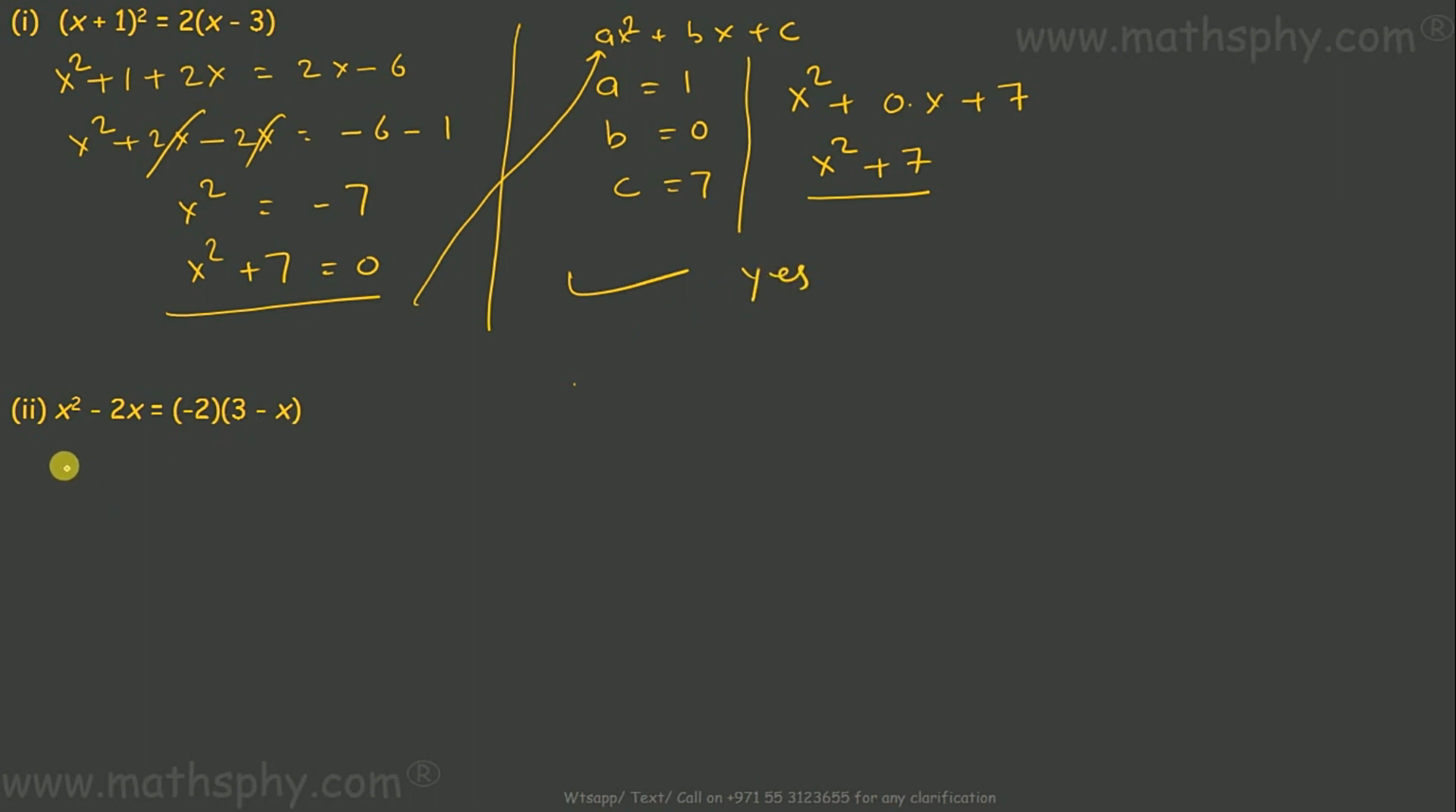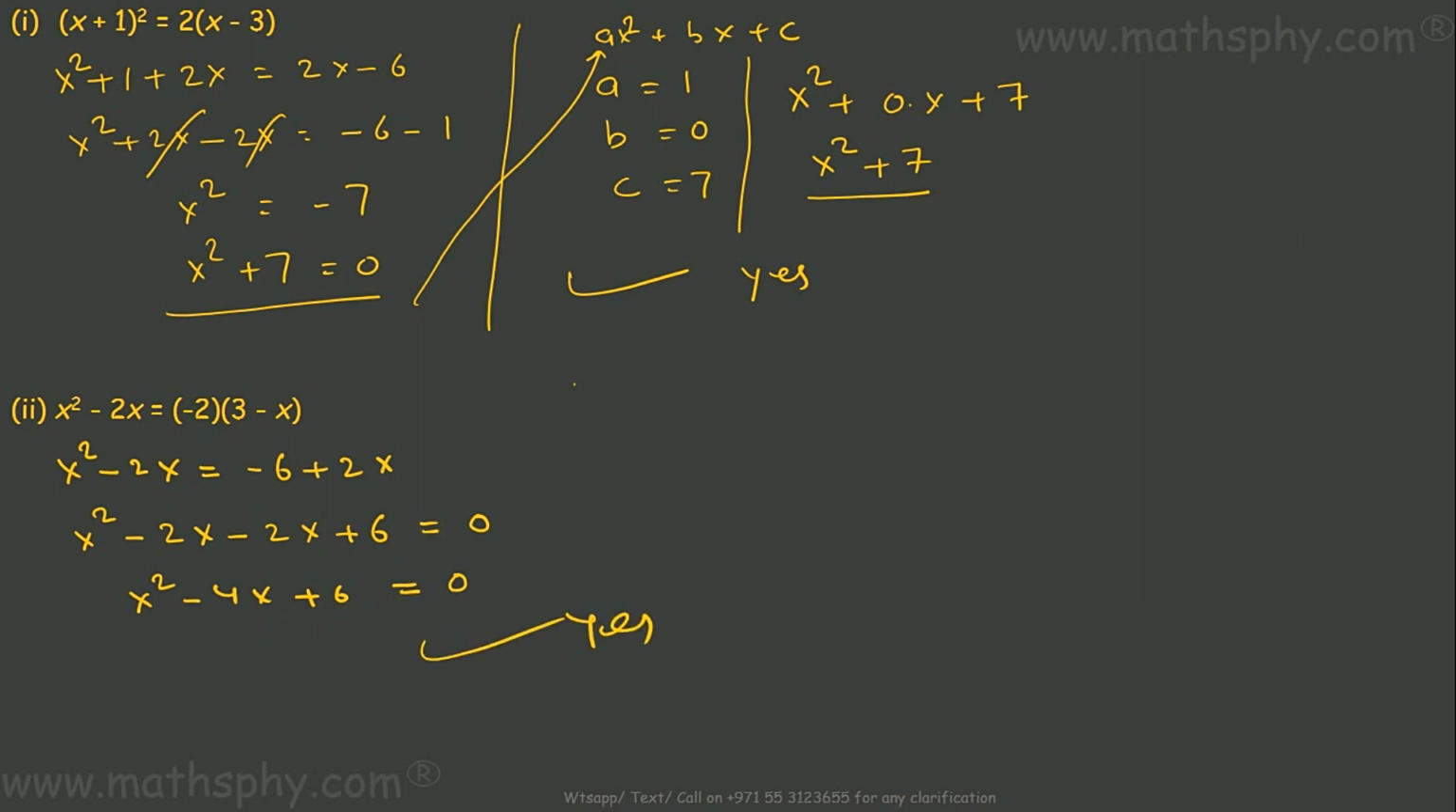This will be x² − 2x equals negative 2 into 3 gives you negative 6. Negative 2 into negative x gives you positive 2x. So this will be x² − 2x, this 2x comes this side, negative 2x. This negative 6 comes this side, positive 6. Also 0. So x² − 4x + 6 = 0. Highest degree is 2 and we can write this into ax² + bx + c format. So this is quadratic.